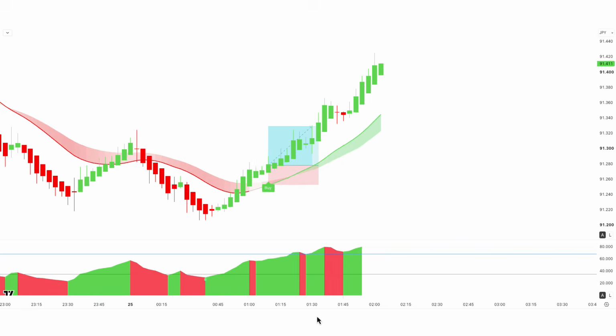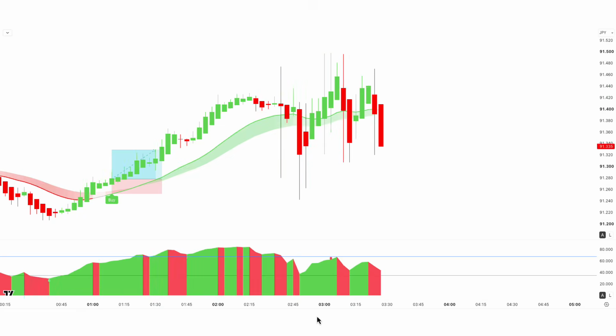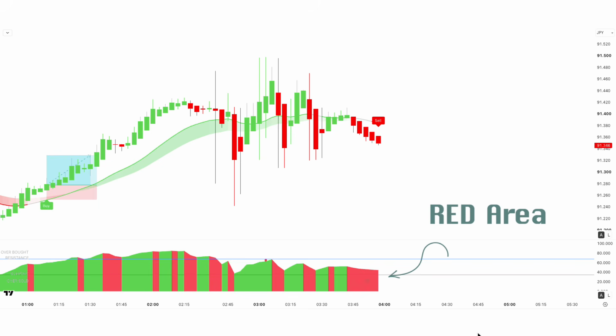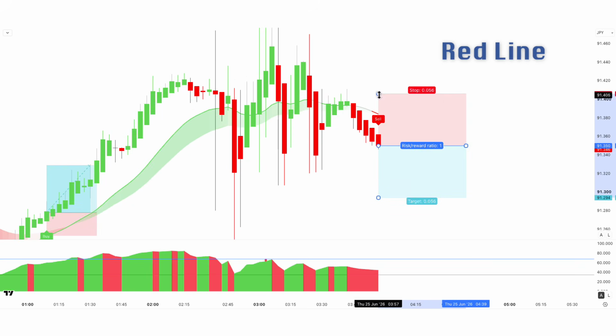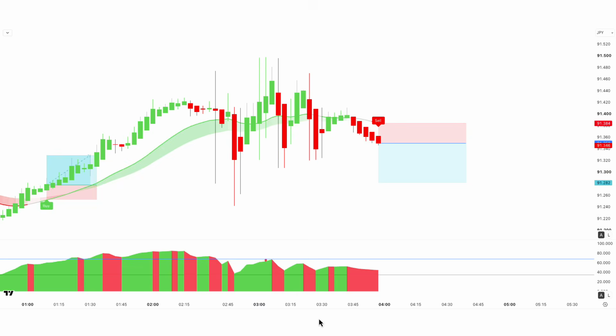Let us now understand the short position. When the Bearish and Bullish Toolkit label down appears, this is a sell signal. When the RSI market structure indicator shows a red area, and the market forms a bearish candle, if this condition is fulfilled, then we will place a sell order. Our stop loss is to be placed at the red line, and the risk to reward ratio will be 1:2.